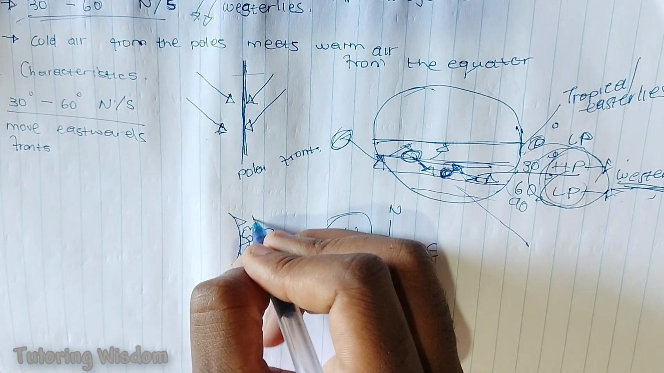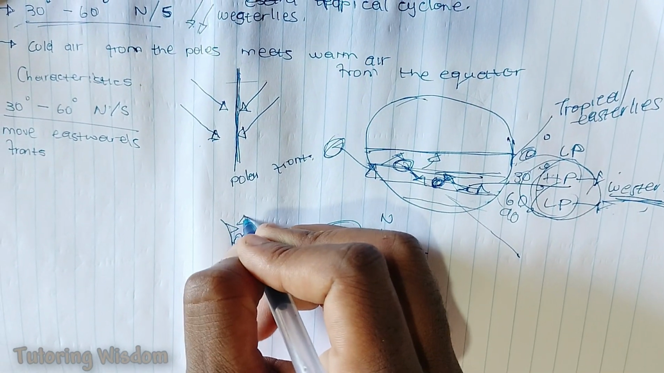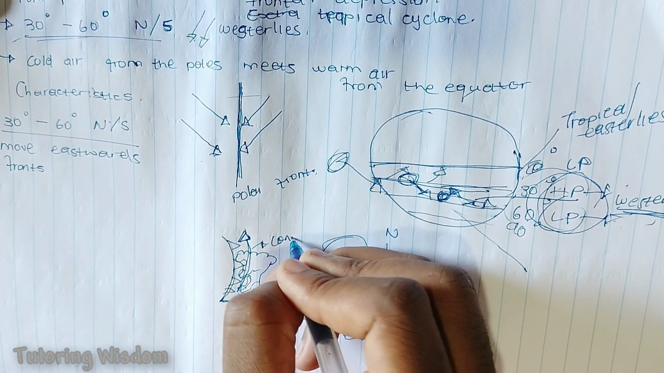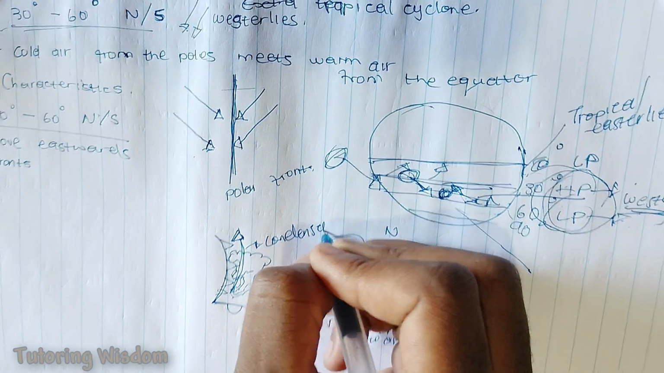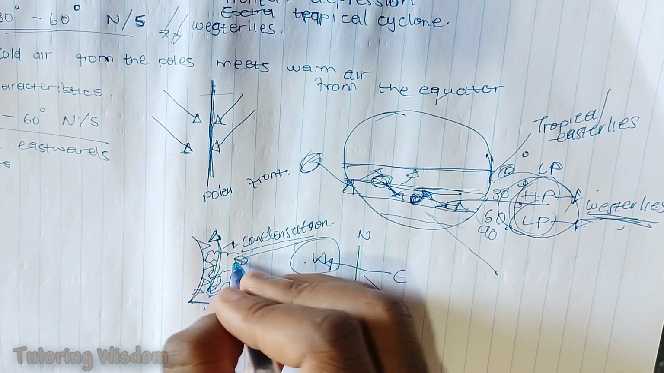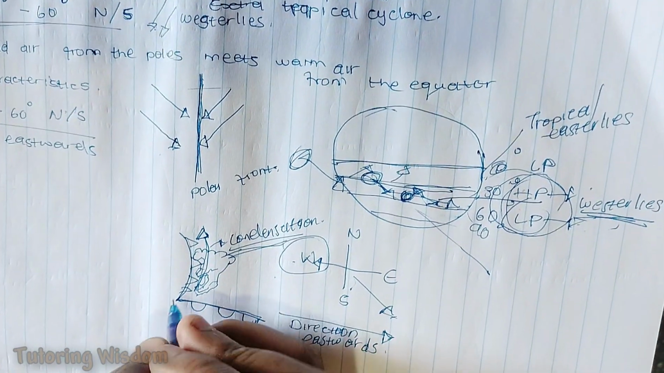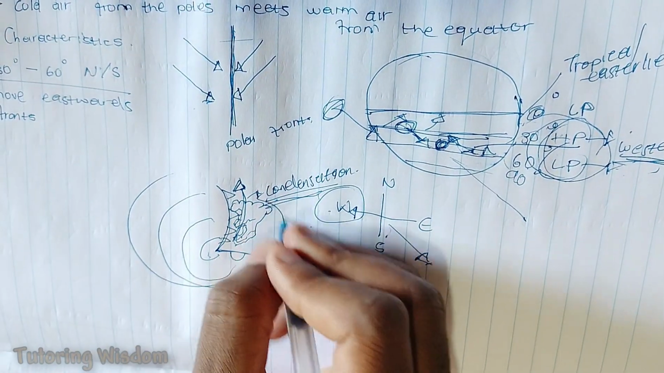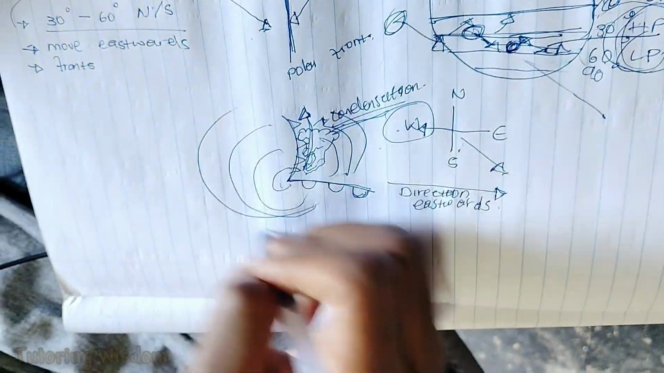Remember, there is a steep gradient on your cold front, so there is high condensation, and high condensation leads to rain formation and thunderstorms. Now remember, this is a low pressure, so it will look something like that.